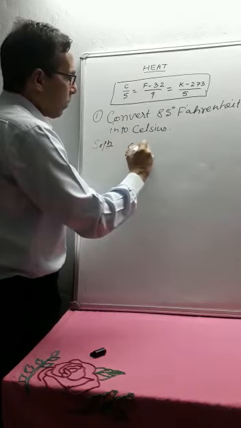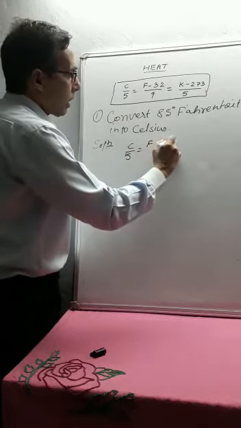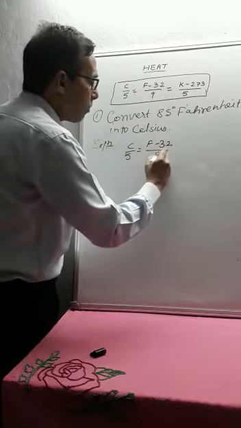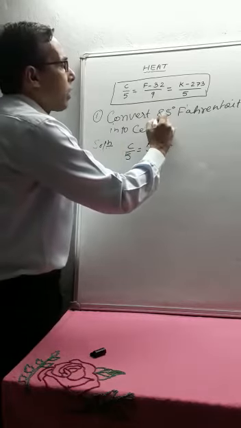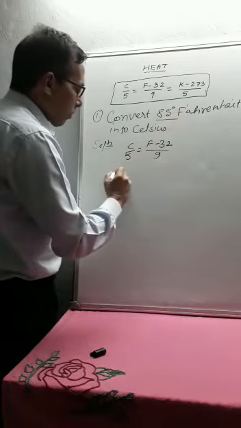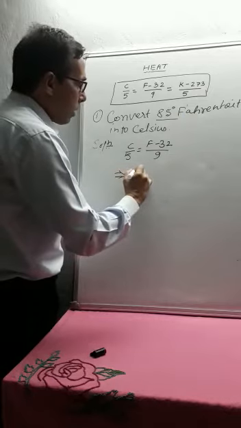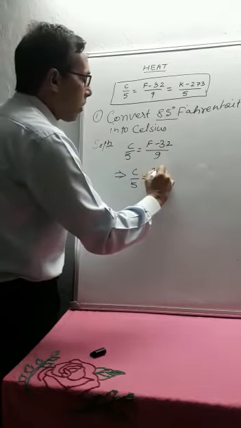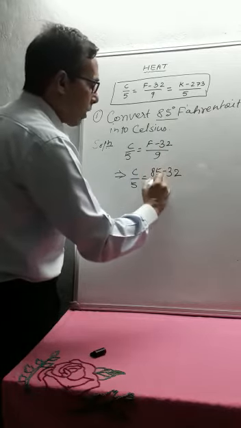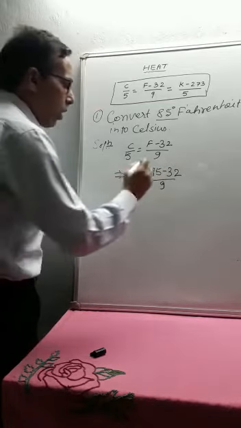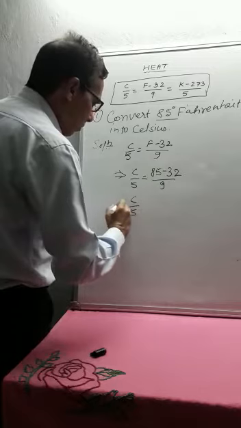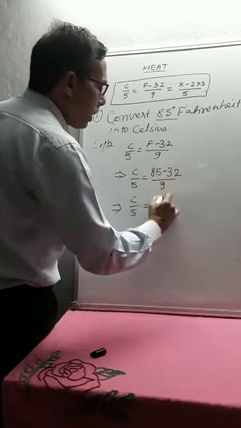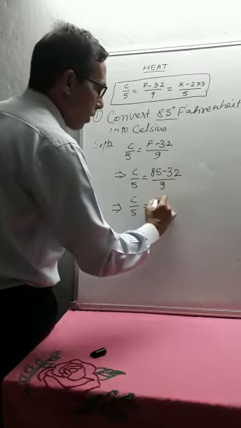C/5 = (F - 32)/9. So here 85 degree Fahrenheit is given. So here you write, this implies that C/5 is equal to, in place of F you will write, (85 - 32)/9. Now C/5 is equal to 85 minus 32, which is 53.